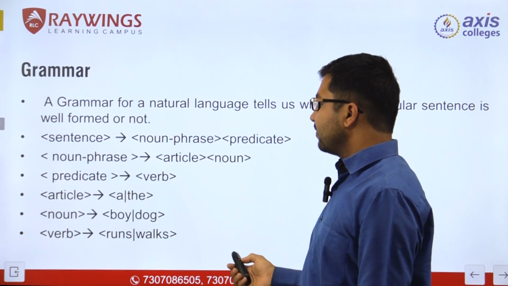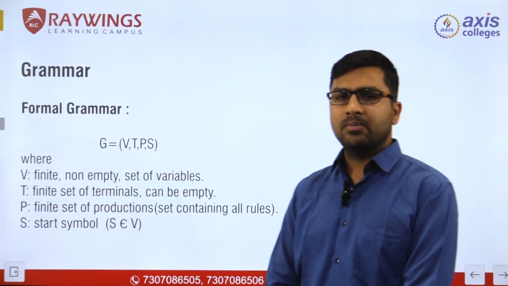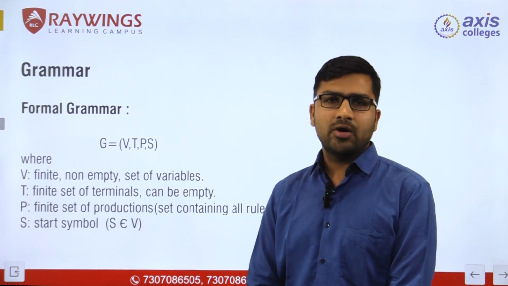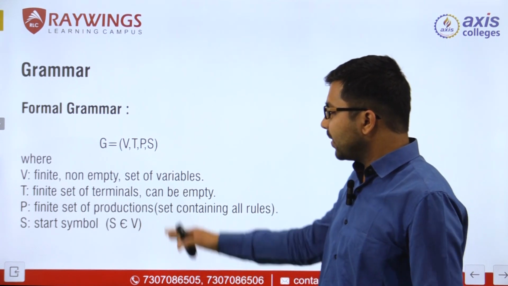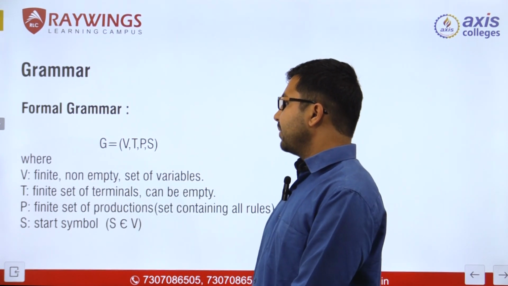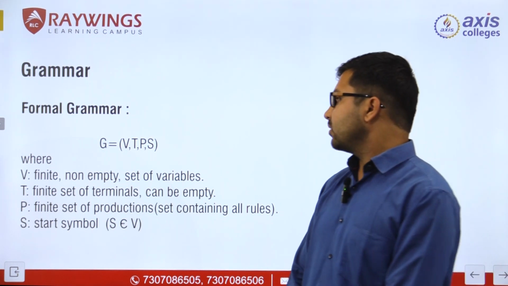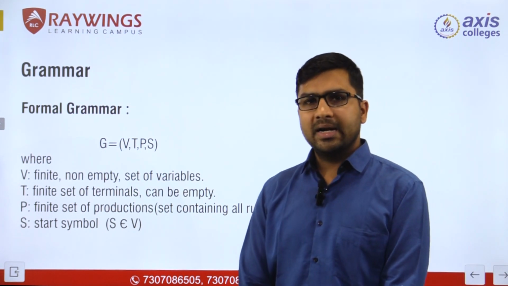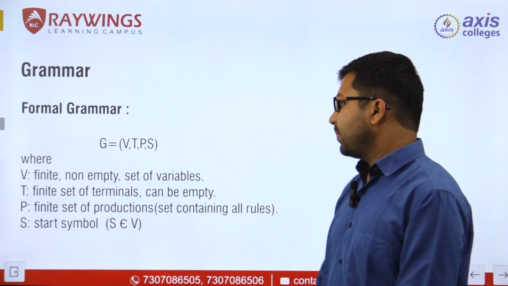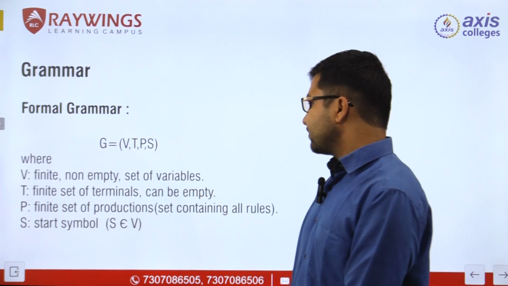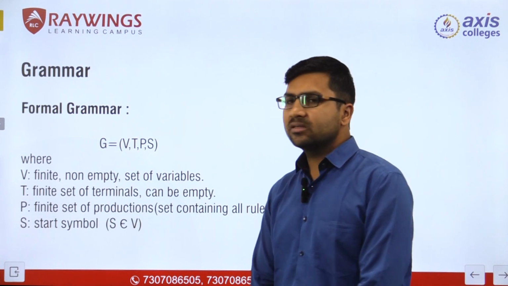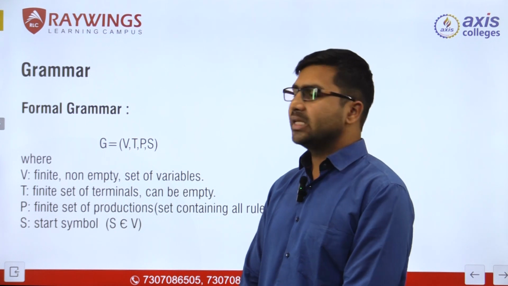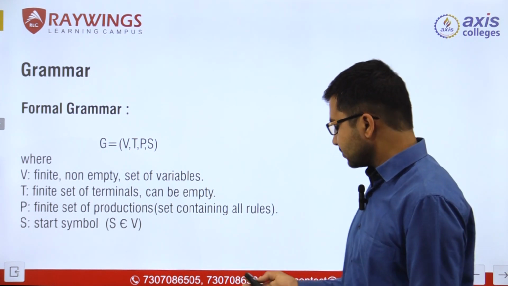In the same way, if we talk about the formal grammar that belongs to the theory of computation, then in that case, grammar is represented by the following four parameters. Basically, the four parameters are V, comma T, comma P, comma S, where V belongs to a finite non-empty set of variables, T belongs to a finite set of terminals, and terminals can be empty, P is a finite set of productions, and S is the start symbol. तो इस तरह से we can use the following four parameters for defining a formal grammar. G equal to V, T, P, S.